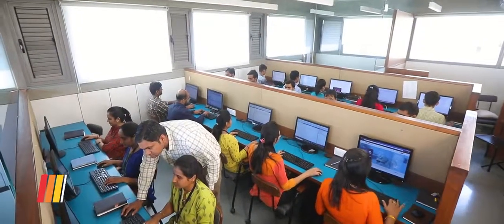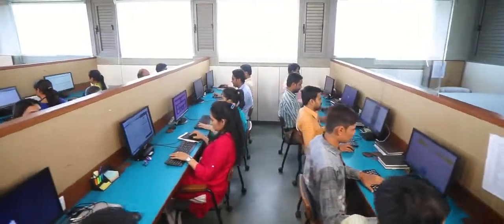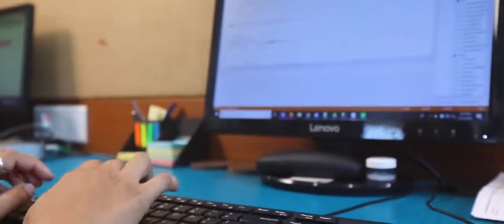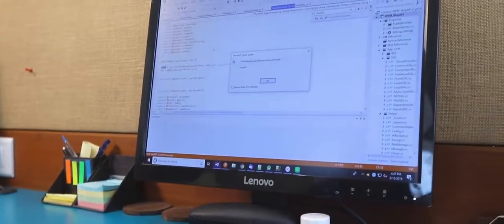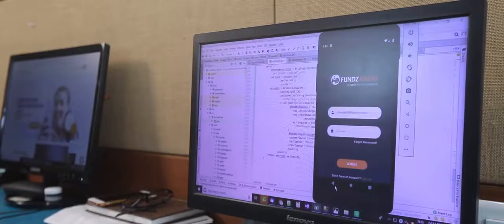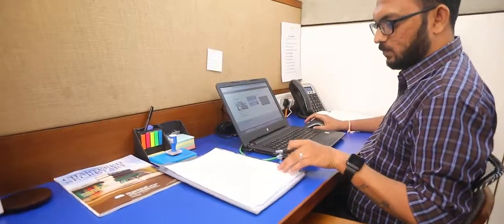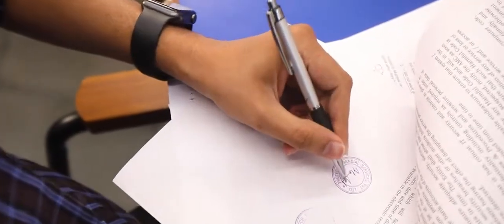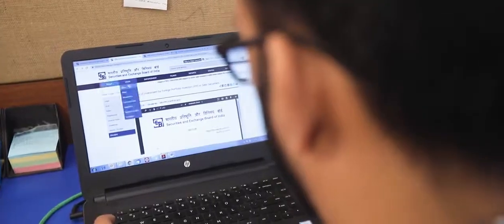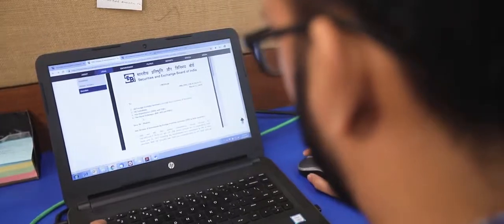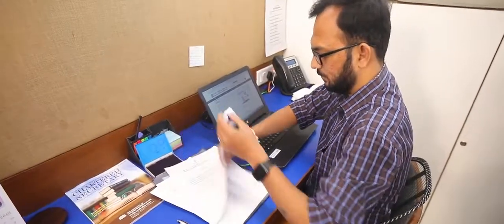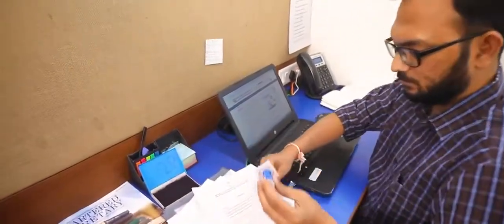The job of our IT team is to make sure that partners and their clients get a seamless investing and navigation experience through cutting-edge technology. Compliance Department. The job of compliance team is to make sure that all our compliance related to AMFI, SEBI are promptly fulfilled so as to provide an ease of working to our partners.